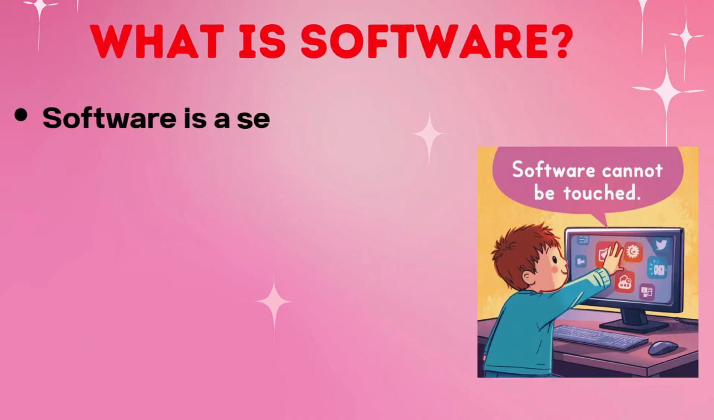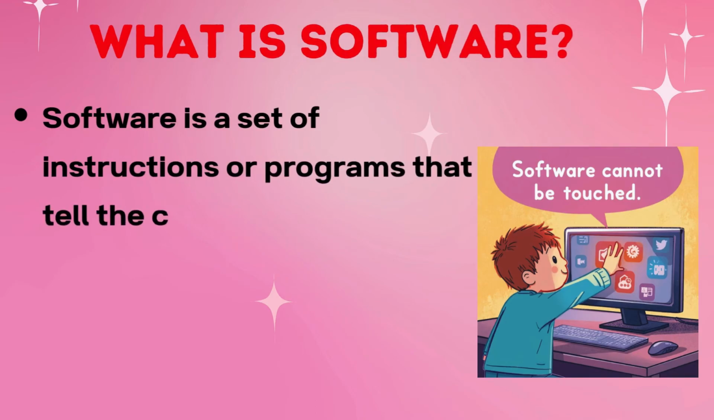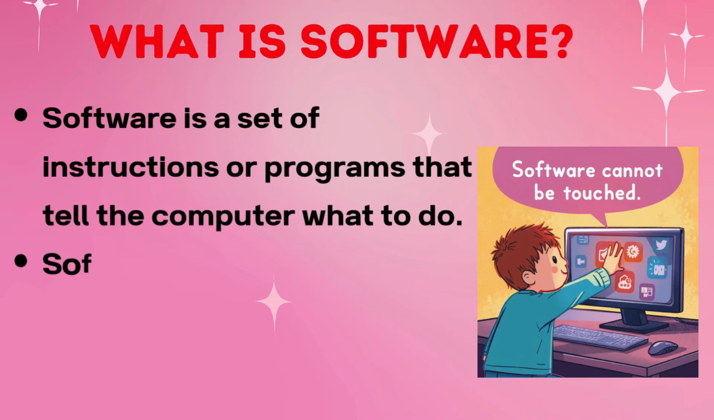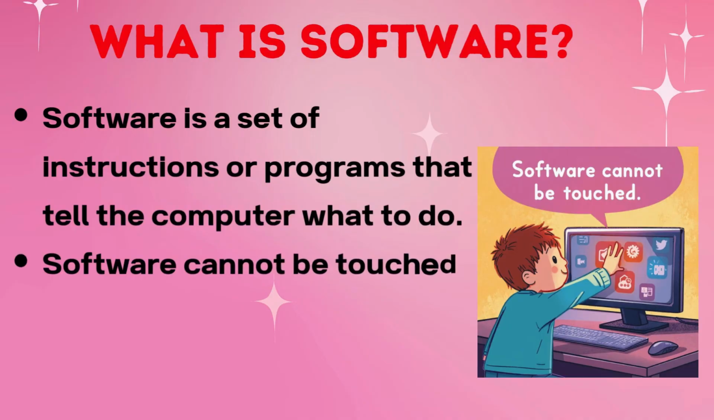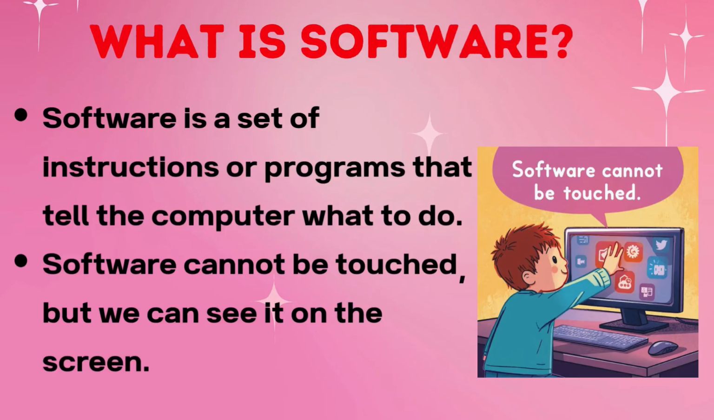Now, let's learn about software. Software is a set of instructions or programs that tell the computer what to do. Software cannot be touched, but we can see it on the screen. Let us see some examples of software.